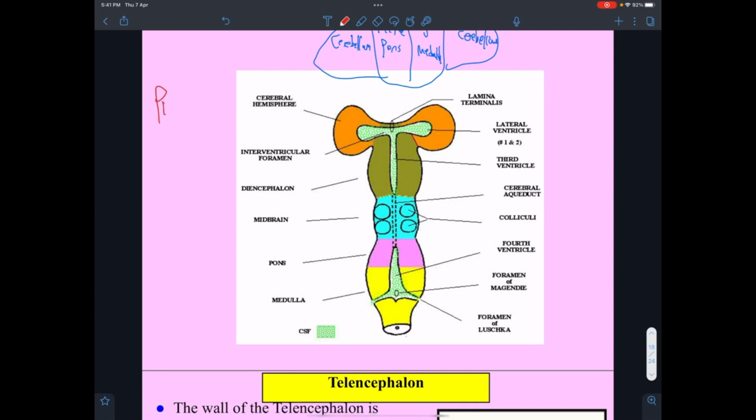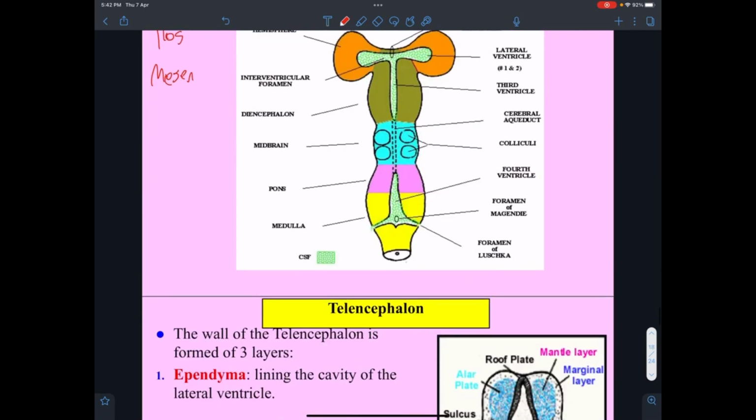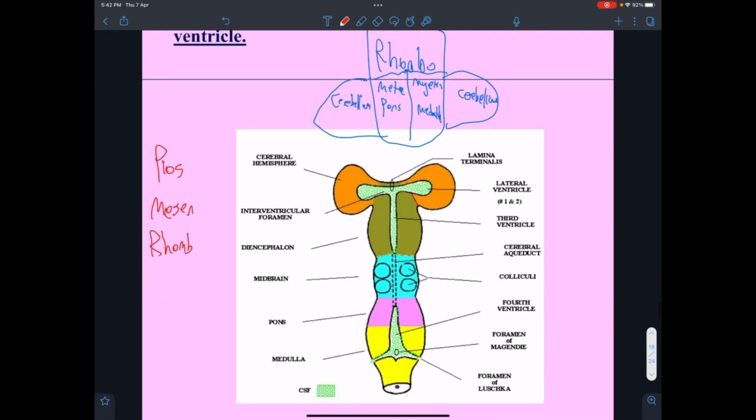They were prosencephalon, mesencephalon, tamam, and the last one, what was that again? Rhombencephalon, rhomboid structure essentially. The prosencephalon is going to divide into two secondary vesicles, in total three. It gives you the telencephalon, or two cerebral vesicles, and one diencephalon.